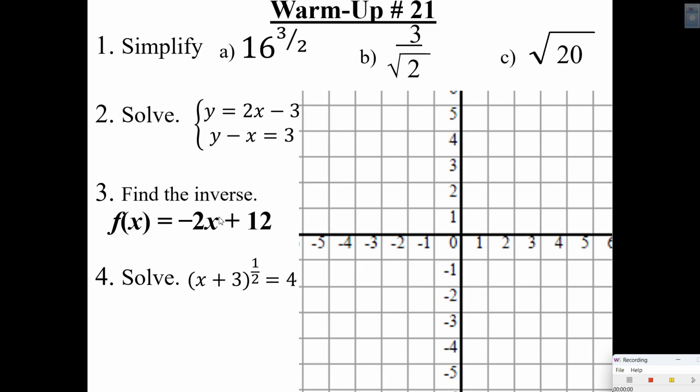There's 4 problems on the screen. You should be able to do number 3. It's the inverse. Number 2, it's solve that system. I left you a video lesson on that, and let's see how much you remember of that. Numbers 1 and 4 should be something that you did in the past, and I'm going to try and retrieve that from your long-term memory. Let's see how that goes. Copy and go.